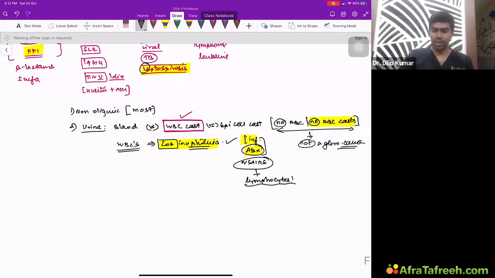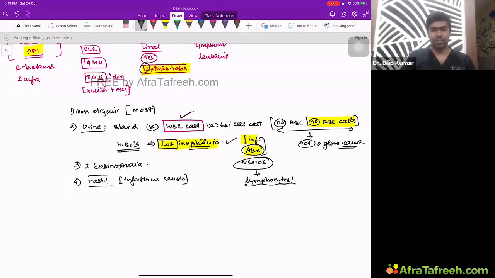So seeing a WBC cast, WBCs in the urine, eosinophiluria, this tells you that the patient is having acute interstitial nephritis. Or seeing more lymphocytes in the urine also tells you the patient probably has acute interstitial nephritis. And number three, there can be optional eosinophilia, even though that is not very classic and not seen in the majority of patients. Or you might see a rash, especially in infectious causes, due to allergy.